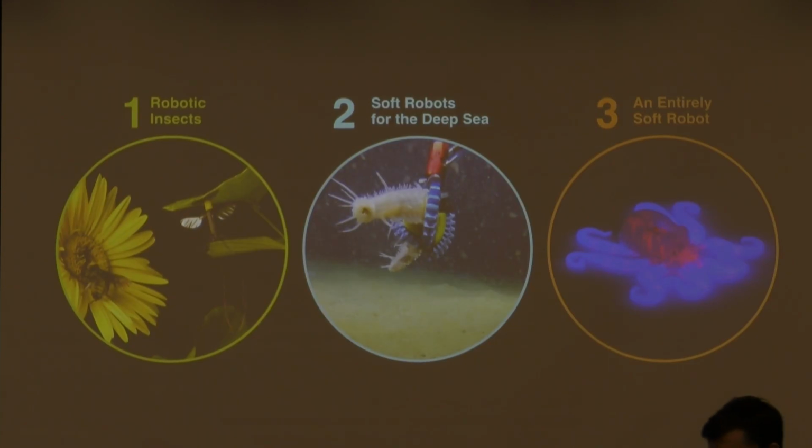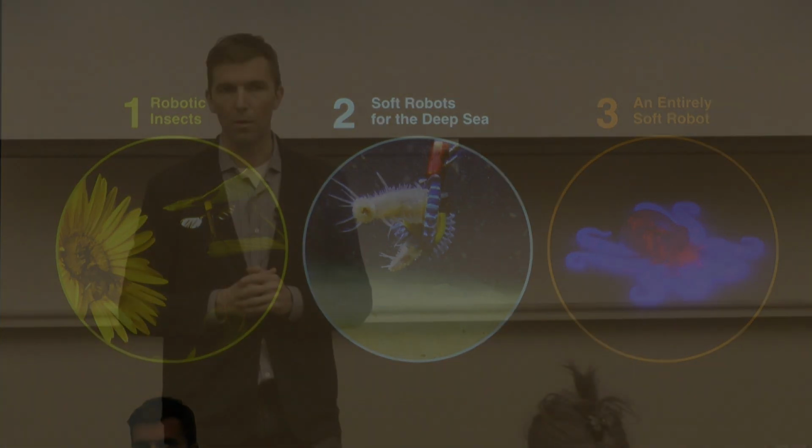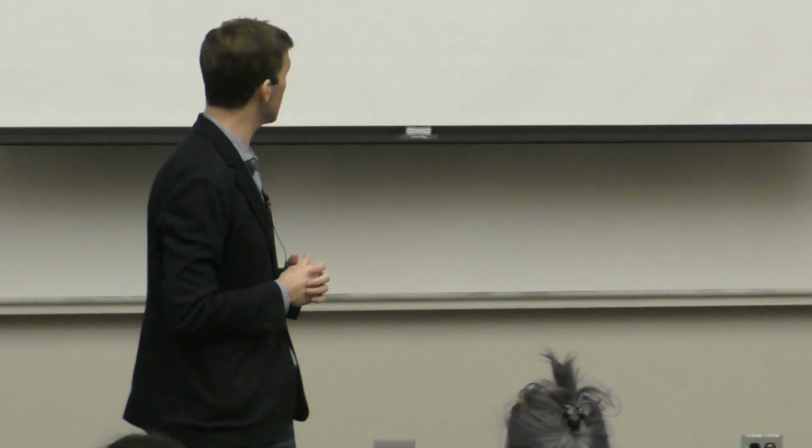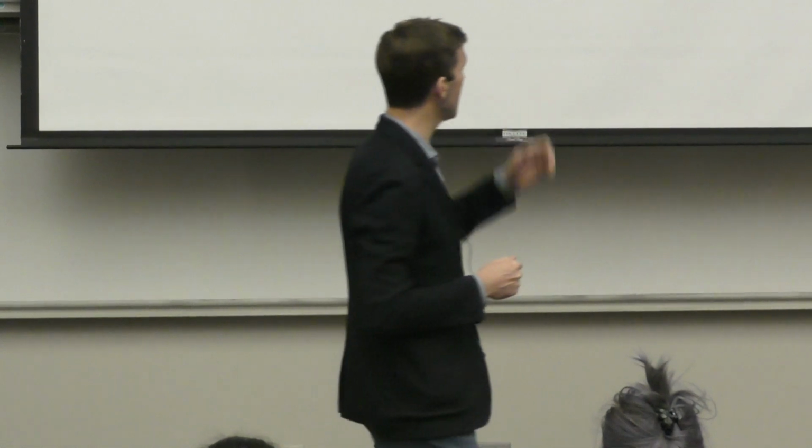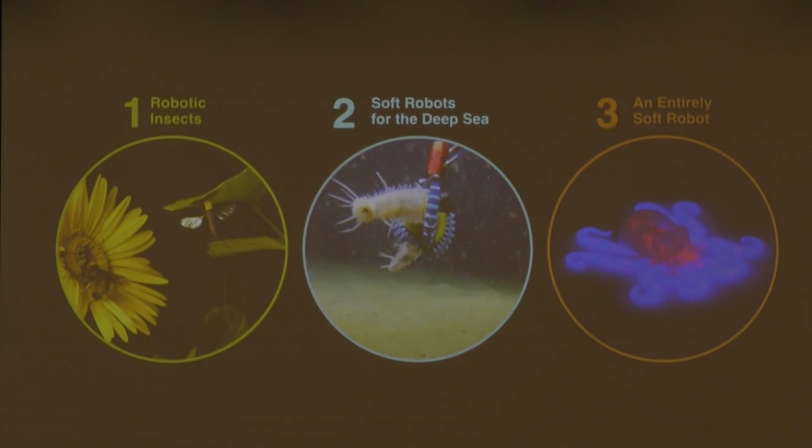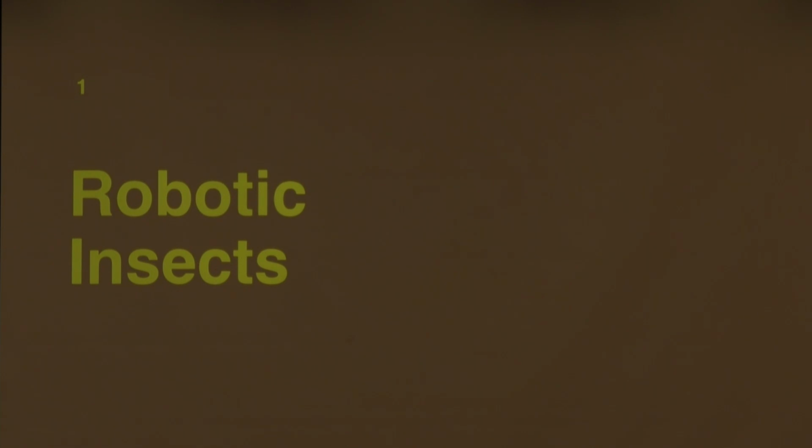But again, I'm not just going to rant at you about my philosophy about this. I'm going to show you by example. So I'm going to do 3 examples. The first is in small-scale robotics, so robotic insects. The second 2 are going to be in soft robotics. The second one being soft robotics for the deep sea, a relatively new set of topics that we're working on to try to sample, manipulate, and interact with organisms at the bottom of the ocean. And then the last one is how can we build entirely soft robots. So first, I'm going to start with some robotic insects.